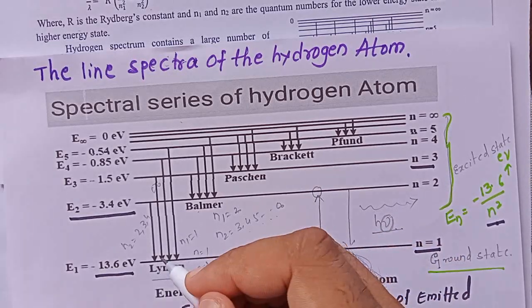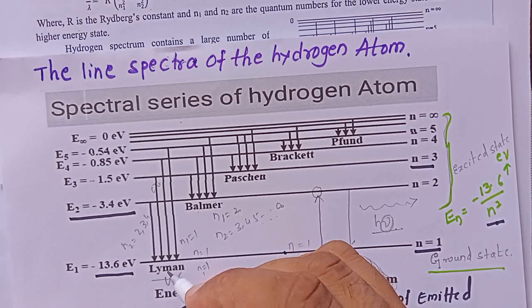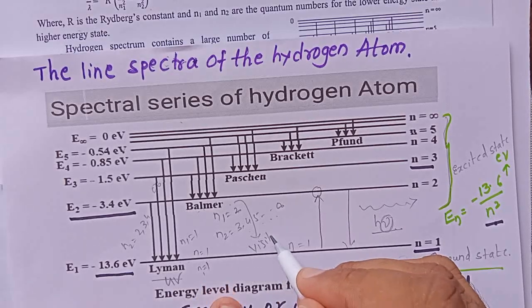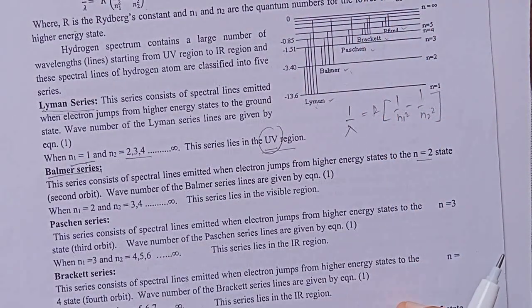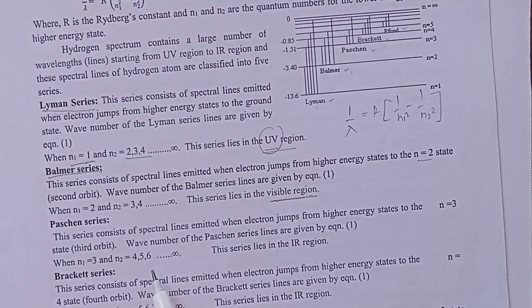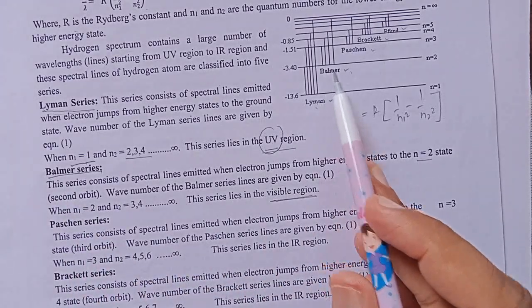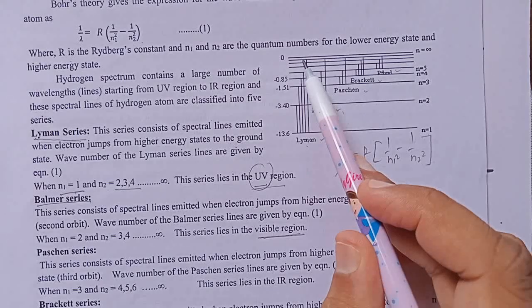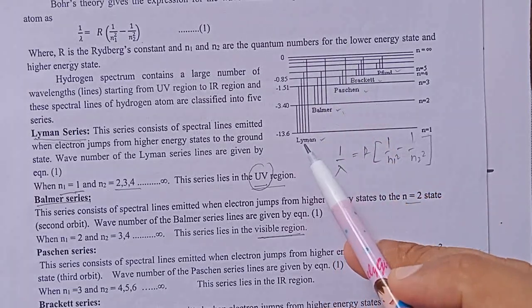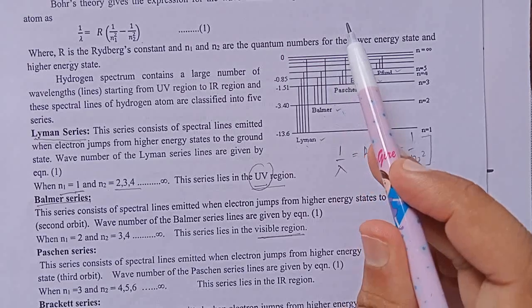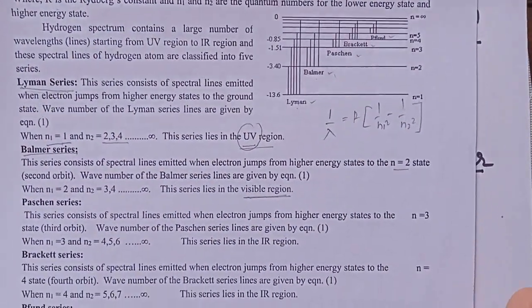The Lyman series belongs to the UV region of the electromagnetic spectrum, and the Balmer series belongs to the visible region of the electromagnetic spectrum. This is also an important point, which may be asked as a 1 mark question in the examination. So the Balmer series always has transitions from higher energy states to the n is equal to 2 state. For the Lyman series, n2 is 2, 3, 4, 5 and so on, and n1 is equal to 1. For the Balmer series, n1 is equal to 2 and n2 is equal to 3, 4, 5 and so on.